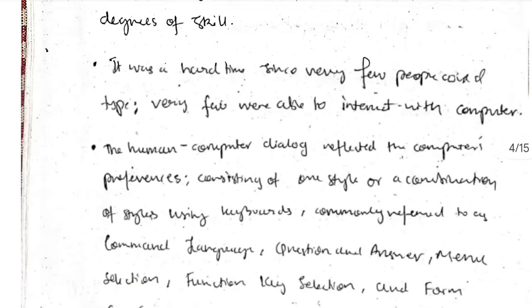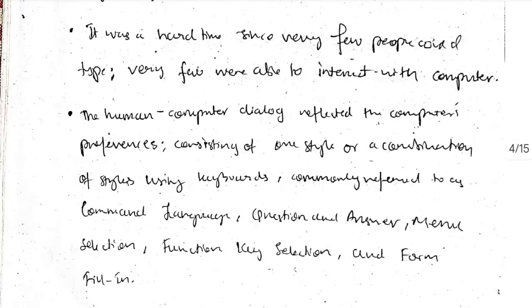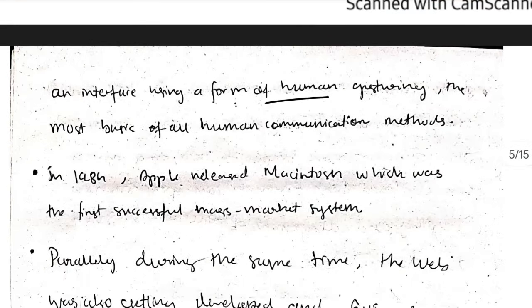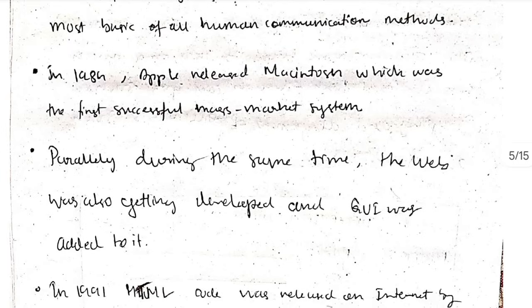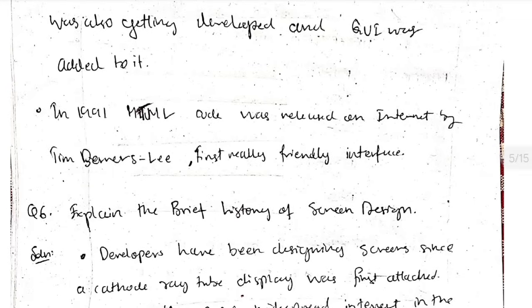So basically what happened, in initial stages it was not that easy. People used to code and interact with the computer. Only those people who had the knowledge in the domain could use it. But after that there were some interfaces built such as function key selection, question and answer, form filling, and menu selection. After that was done, then in 1970s as an alternate to typewriter human gesturing devices were invented. And finally in 1984 Macintosh was released, which had a really good GUI. And parallel at the same time the web was also getting developed, and in 1991 HTML was released, which had a really friendly interface.